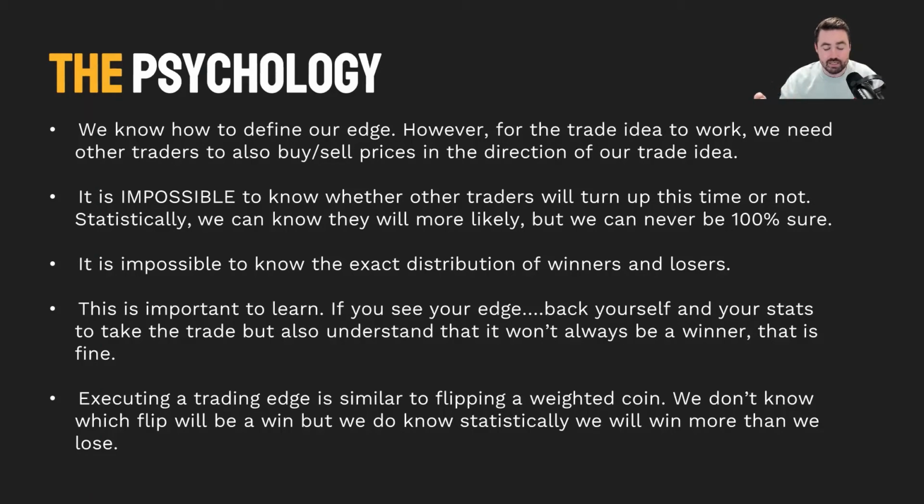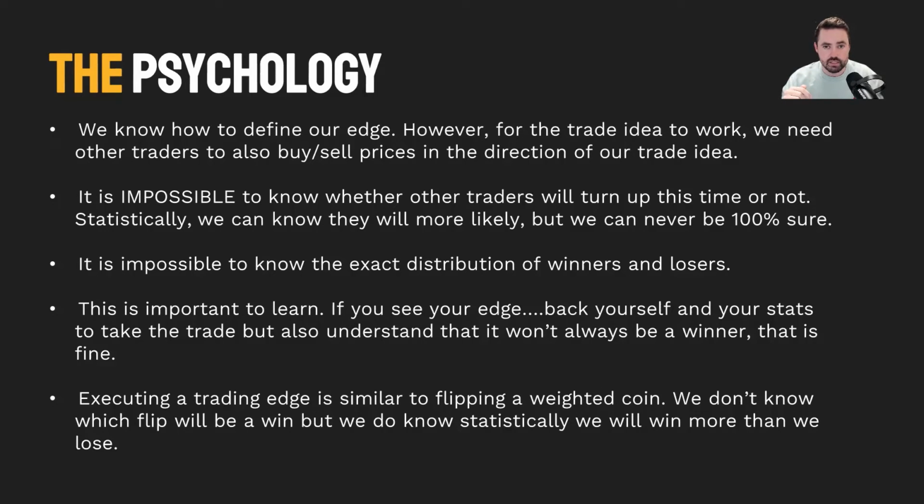If we see our edge, let's back ourselves. Let's back our stats. Let's just say my edge, and I'm going to make one up here, is whenever a stock goes above a 200-day moving average on the daily chart, I'm going to buy with a 2-to-1 risk reward if it's a certain time of the day. Okay, that's my edge. If I see it, I'm going to take it, because my stats show me I'm going to win 60% of the time. Now, I don't know which 60% of the time it's going to win, but if it meets my criteria, I've got to take it.